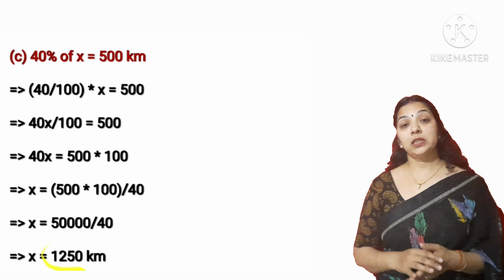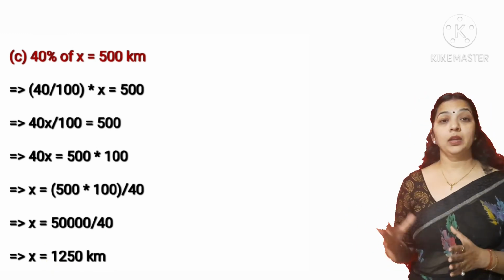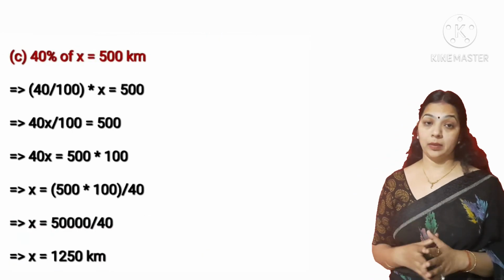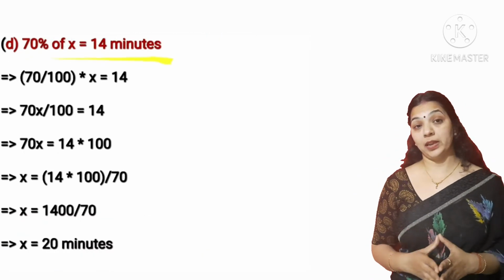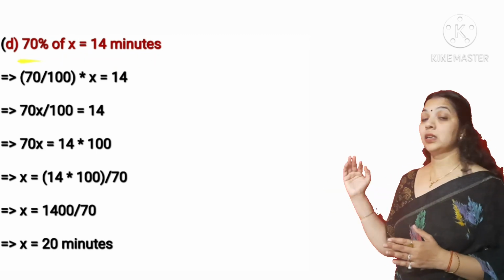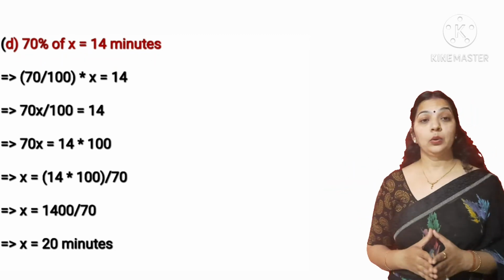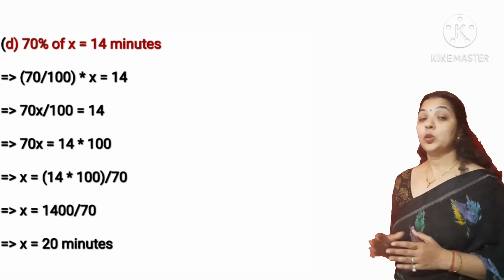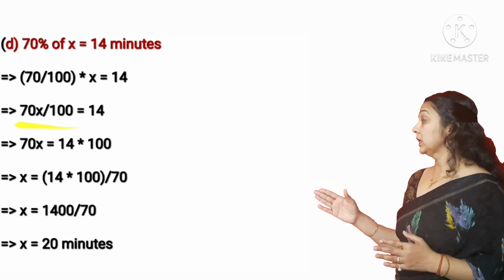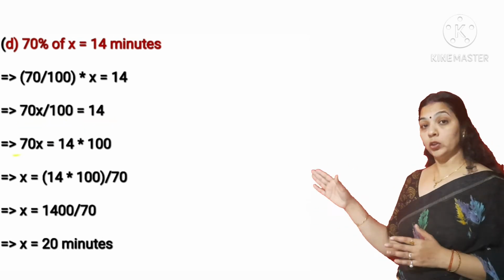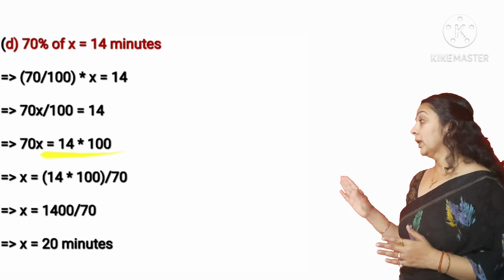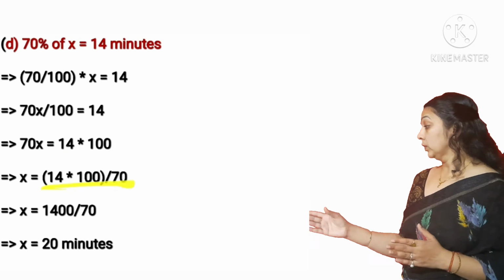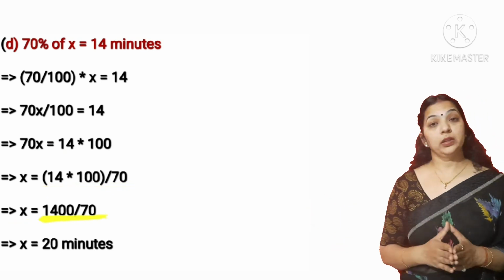Now the next one is 70% of something is equal to 40 minutes. So we have to calculate how much the total time is. If we are considering the total time is x, then 70% of x is equal to 40 minutes. Now 70 upon 100 into x is equal to 40. So by cross multiplying, we can say that x is equal to 40 into 100 divided by 70. So 1400 divided by 70 results in x equal to 20 minutes.